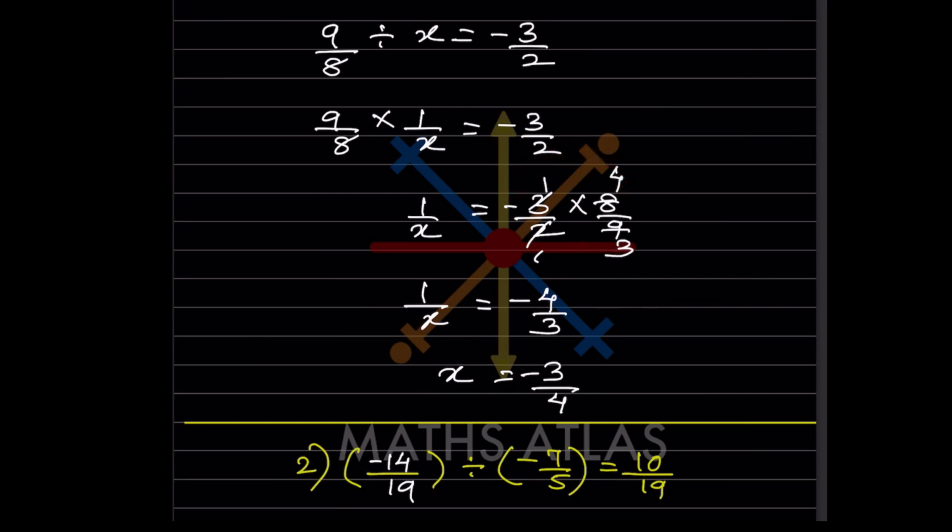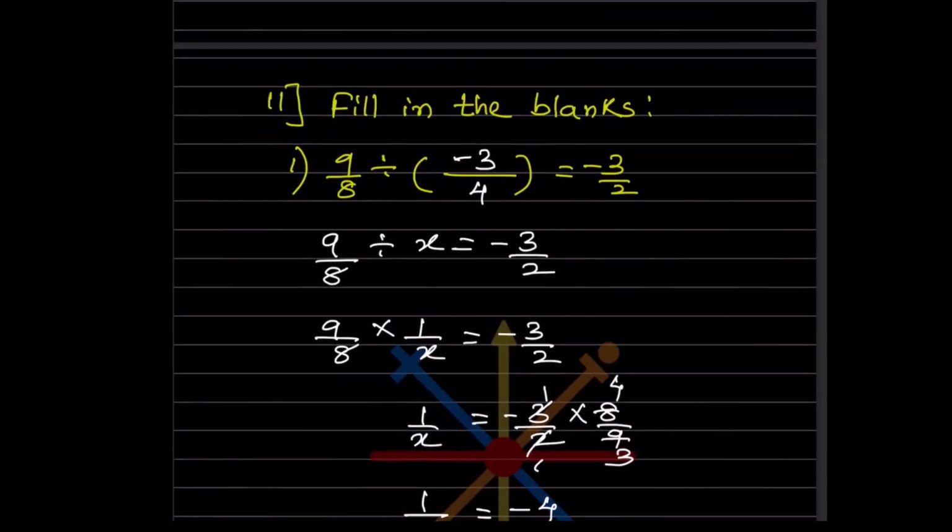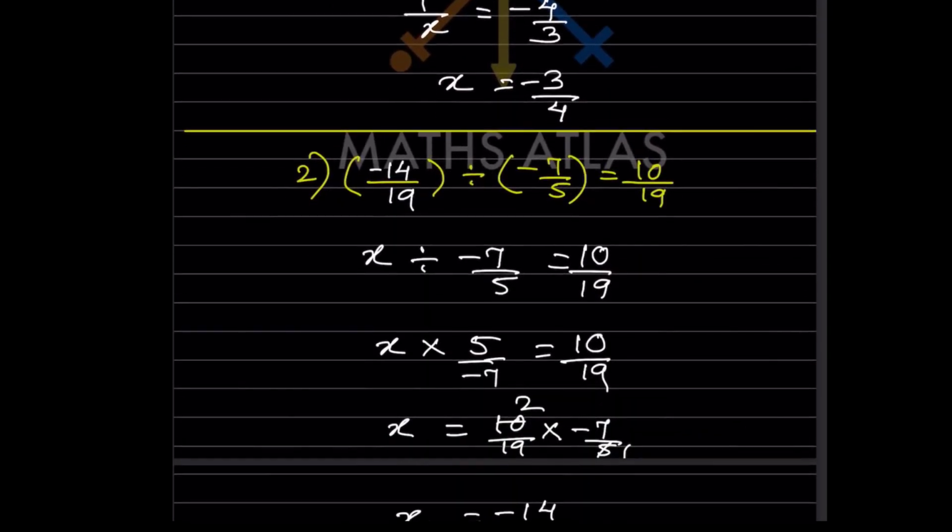So again, as I told you earlier, whenever 1 by x is minus 4 by 3, it means x is going to be the flip over, or you can use the method I showed you in the earlier same type problem. That is, you just cross multiply and see, or you can just flip over this one. So that will be minus 3 by 4. You are going to write this in the blank, minus 3 by 4. This is one.